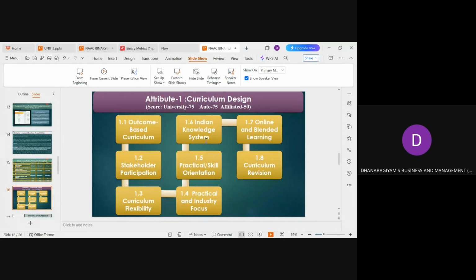So first, when you look into the curriculum design, basically it starts with the syllabus. Here, if it is a university level, the weightage score will be around 75. Autonomous colleges, the weightage score will be 75. And if it is an affiliated college, the score will be 50.